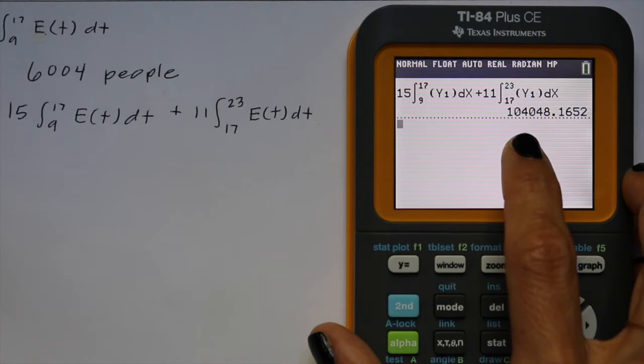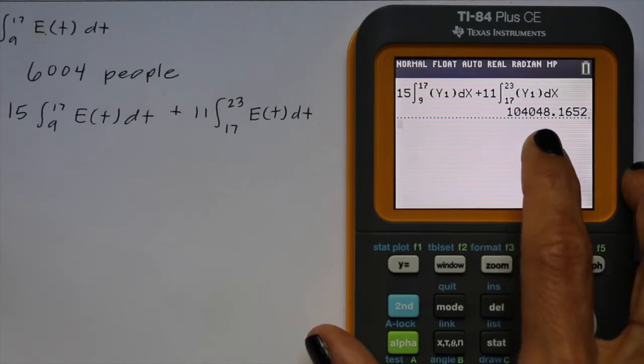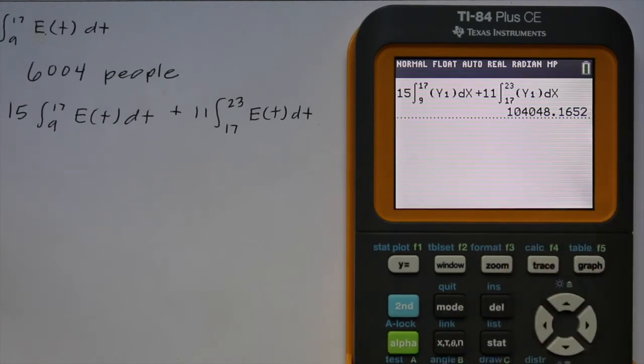So we get $104,048, and then it says 0.165, and we're asked to round to the nearest whole number. So our answer is $104,048.